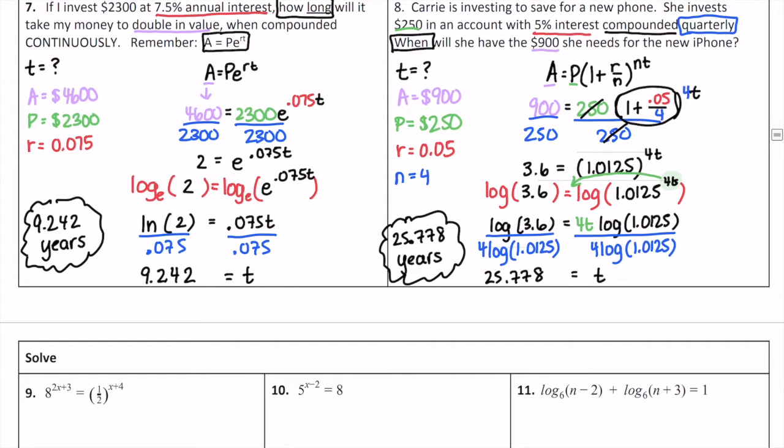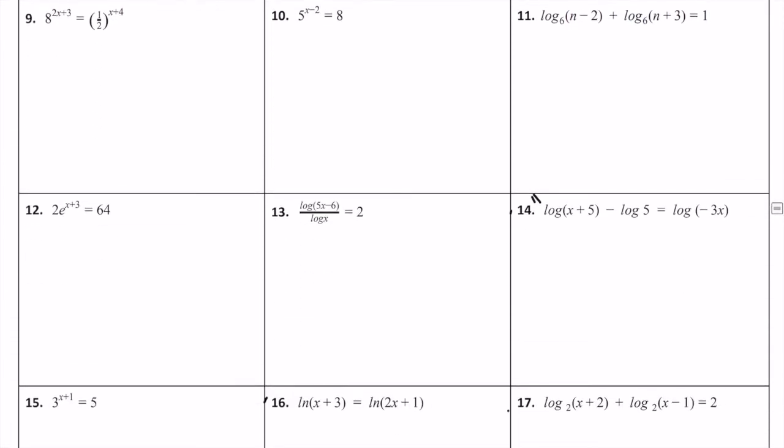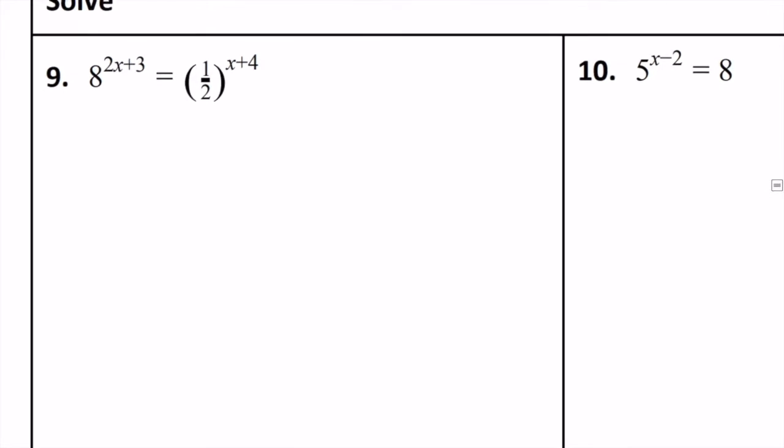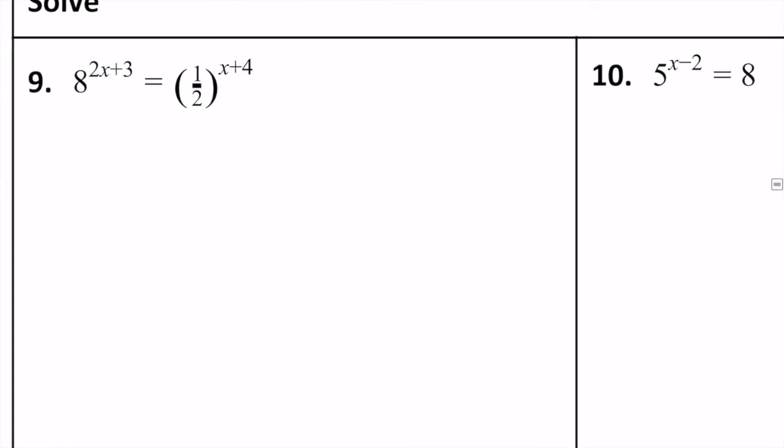All right, for number 9, I have 8 to the 2x plus 3 power is equal to 1/2 to the x plus 4 power. I have two exponentials, so on both sides I have exponentials. I need to rewrite both sides in terms of the same base. So 8 and 1/2 share a base of 2 in common. I'm going to rewrite both sides in terms of 2.